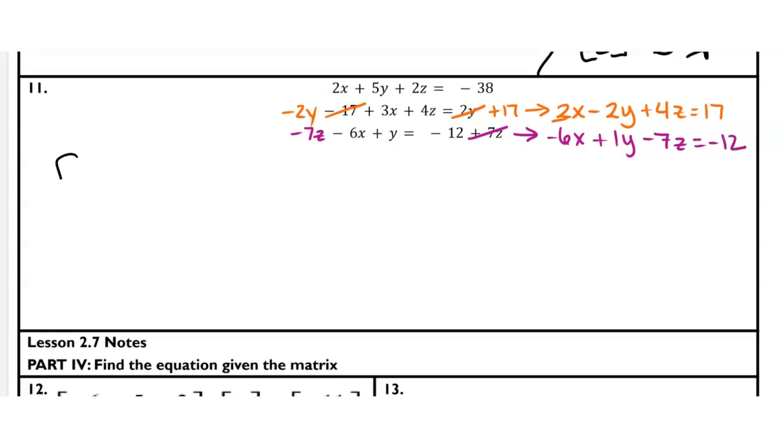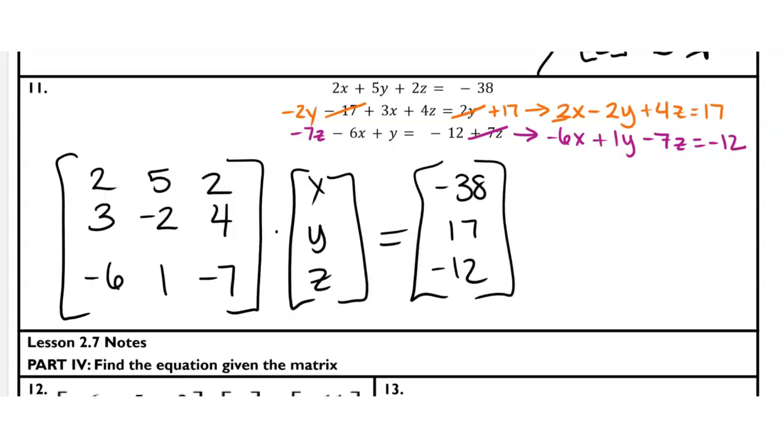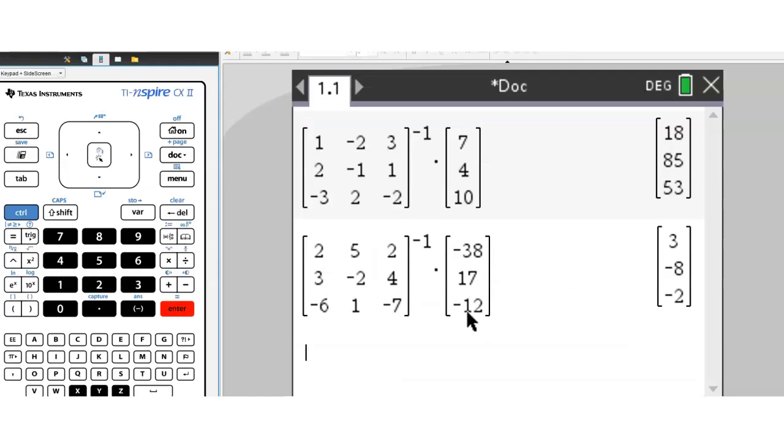So now from here, we can write our matrix. So this is what your matrix should look like. And now to solve it, let's go ahead and put it in the calculator. And your answer should be, for your x, you should have 3, y -8, and z 2. So that's what it should look like on your calculator.